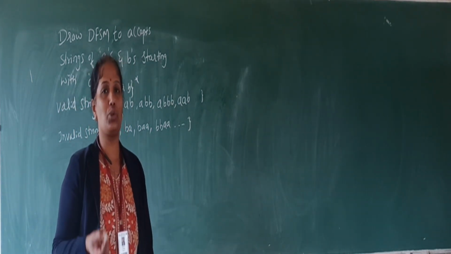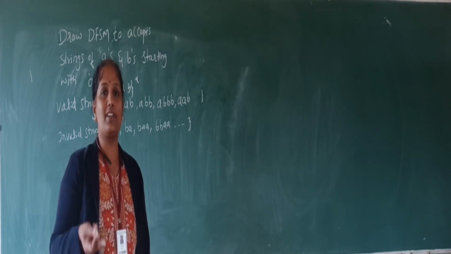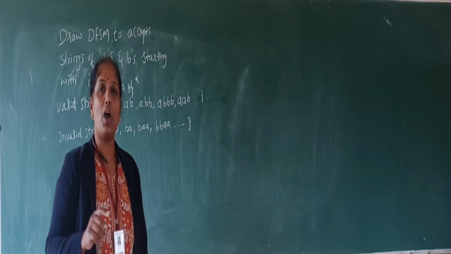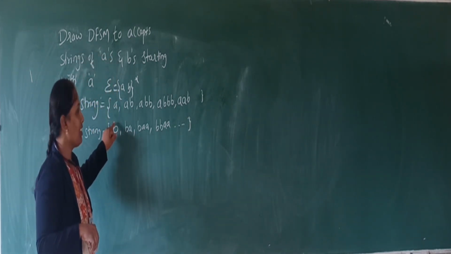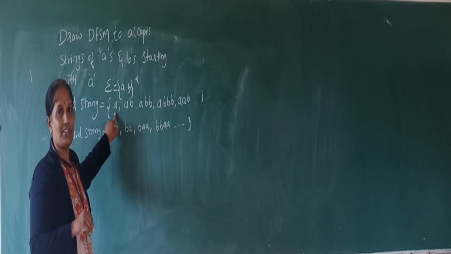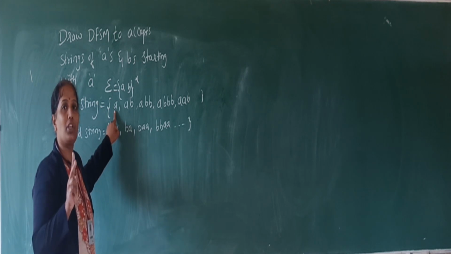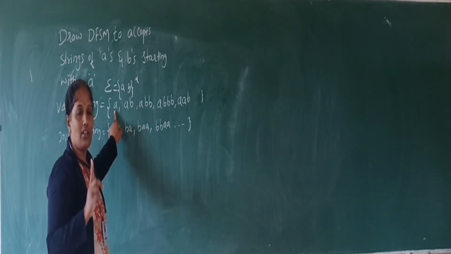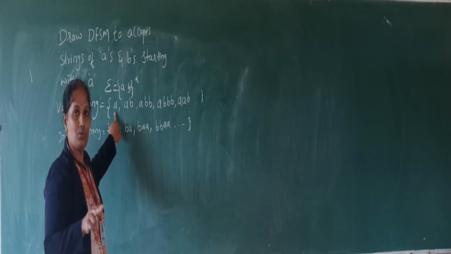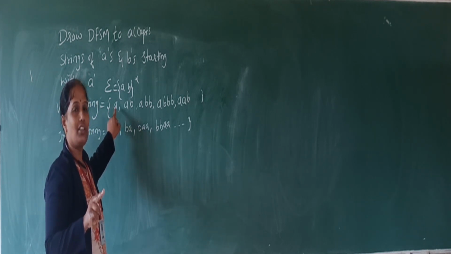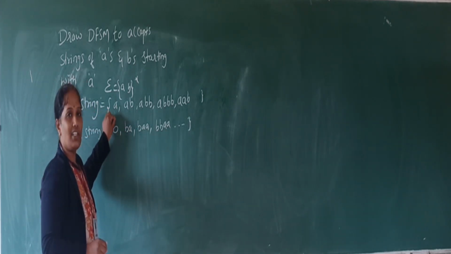Next question is how to draw the DFSM. How many states should I consider? Many students ask this question. The trick is that you should always check the valid string list. Check the minimum string in the valid string list: if it has a single character, then you require two states, that is, character plus one state. If the minimum string has two characters, then you require three states.